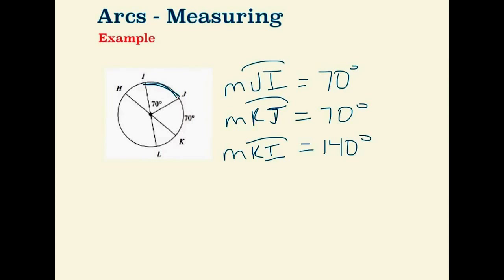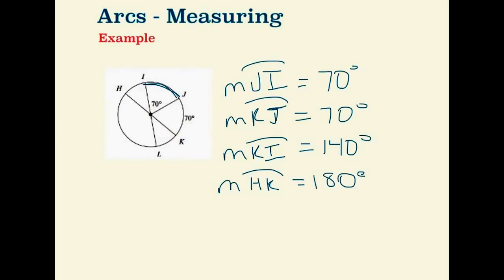I could also find the measure of HK, and I have to make a small assumption here. I'll try to be clear about this. Usually if it appears to be a diameter, meaning it looks like a straight line that passes through the center, we can just go ahead and assume it's a diameter. So I know that HK, being half a circle, is 180.